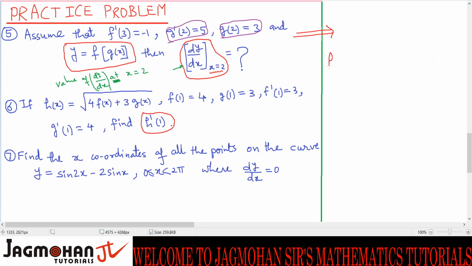So what you will do? You will first write h of x. What is h of x, students? H of x is square root of 4f of x plus 3g of x. To find h dash 1, what you need to first do is find h dash x. For that, you will differentiate both sides with respect to x. So d by dx of h of x will get you h dash x, and this side you will have d by dx of square root function.